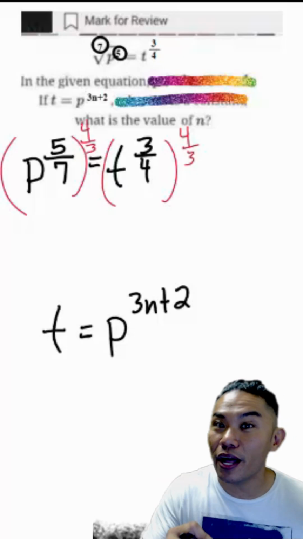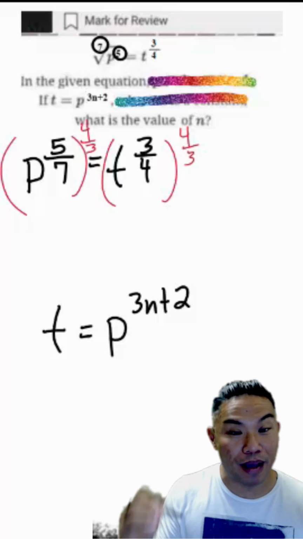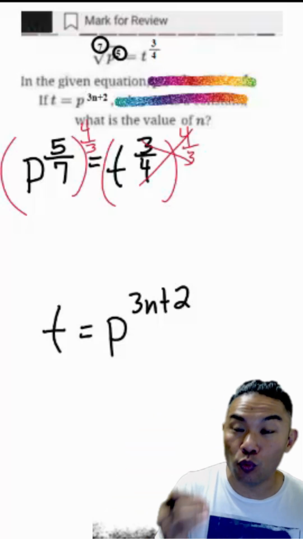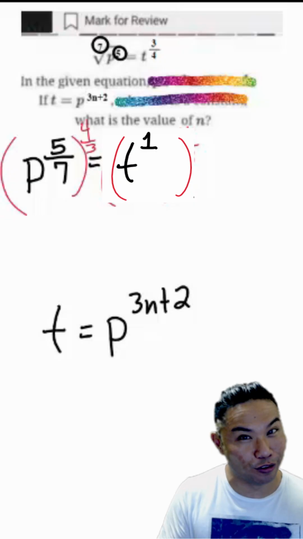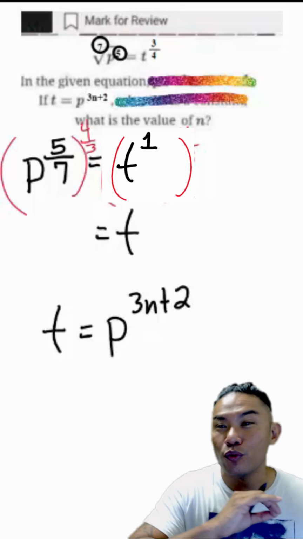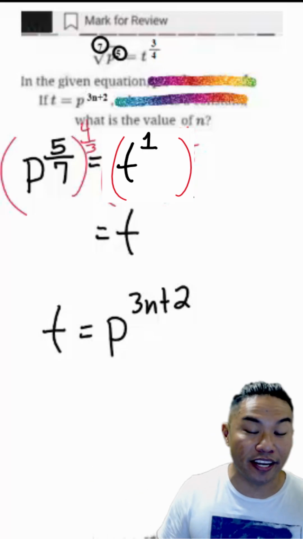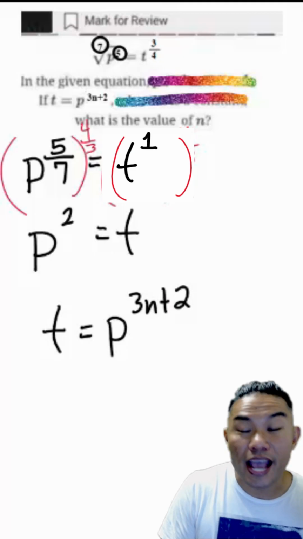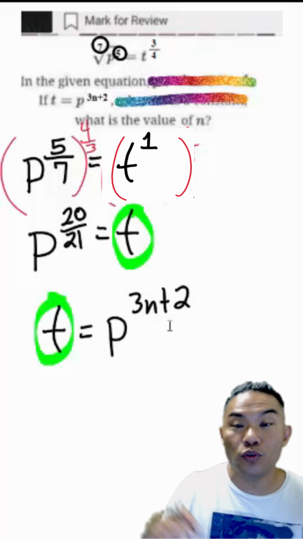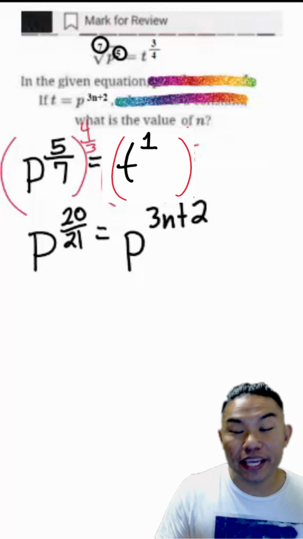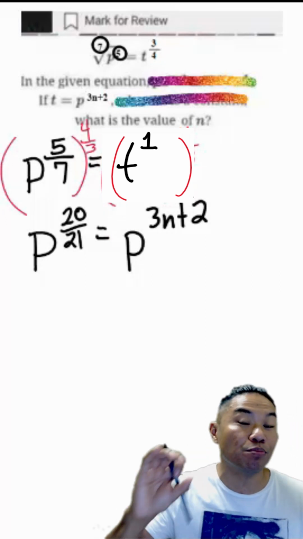Remember that we multiply exponent to exponent, so t to the 3/4 power to the 4/3 power is going to end up equaling 1, isolating t because anything to the first power is itself. We don't need a common denominator when we're multiplying fractions, so we just go straight across the numerators and denominators. 5 times 4 is 20, and 7 times 3 is 21. I successfully isolated t, so now I can substitute their values, making p to the 20/21 power equal to p to the 3n plus 2 power.